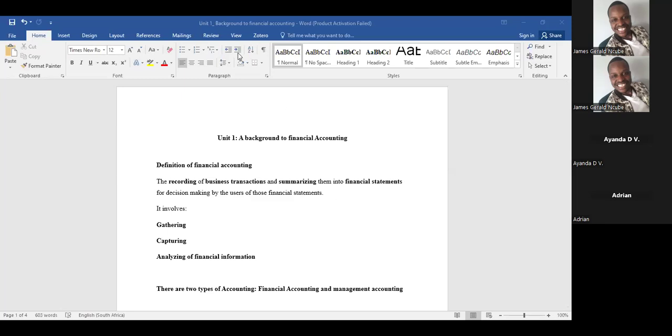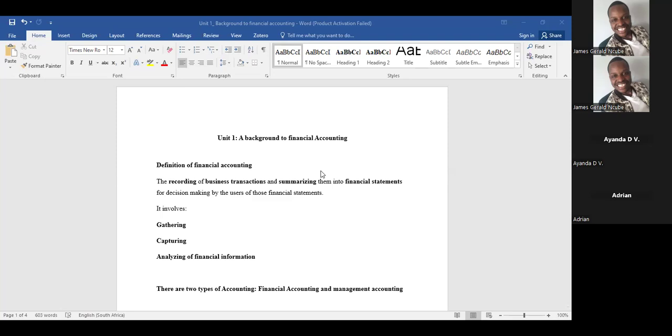Right. Let me just cast my screen with my notes. Right. I trust you can see my screen right here. Okay. So I'm just going to be briefly covering the first unit, which is a background to financial accounting. Like I said, I'm going to start from the very, very basics, right?